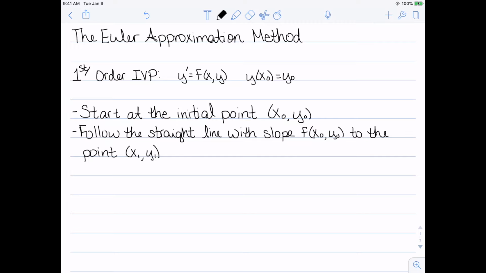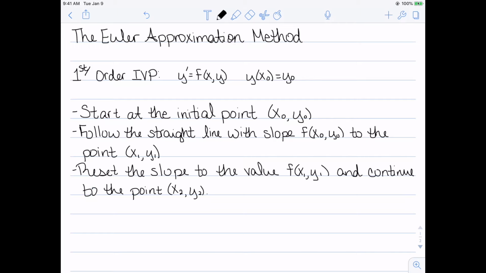The point x1, y1 depends on how big you want to make your steps, but essentially just follow along that tangent line for some amount of time. You then use your differential equation to find the value f of x1, y1, and let that be the new slope and continue to the point x2, y2. And essentially you just continue this basic process of finding slopes and drawing these small lines.